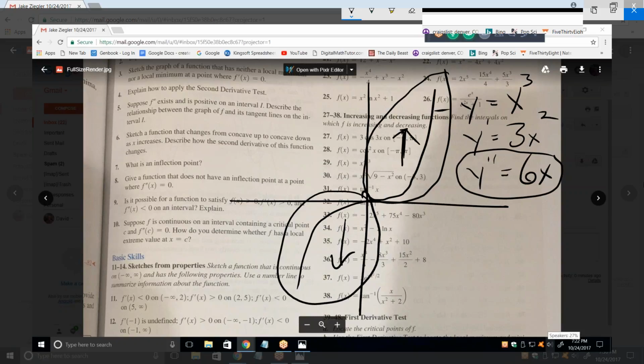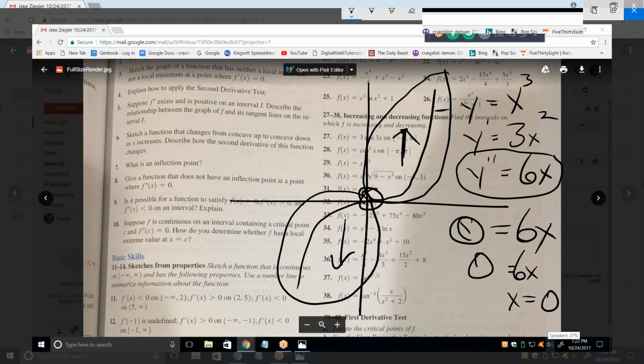And what about when the second derivative is equal to 0? Where does that occur? Second derivative is 6x. Where is 6x equal to 0? At what value? At 0. It's just at the origin. Okay, it's at x equals 0. And that's the inflection point. That's where the concavity changes from down to up.